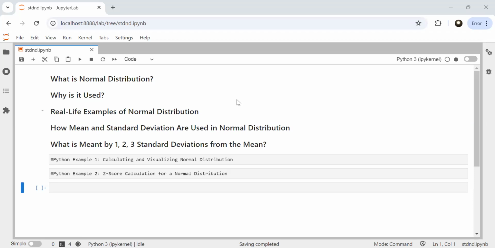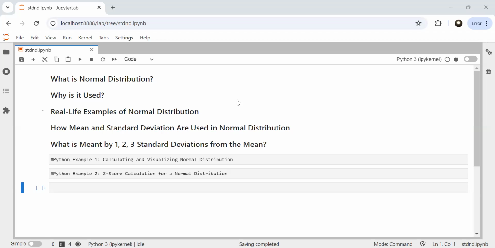So now let us see what is meant by one standard deviation, two standard deviations, and three standard deviations. One standard deviation means roughly 68% of the data falls within one standard deviation of the mean. Two standard deviations means about 95% of the data falls within two standard deviations. Whereas three standard deviations means approximately 99.7% of the data falls within three standard deviations. So this is often referred to as the 68, 95, 99.7 rule.